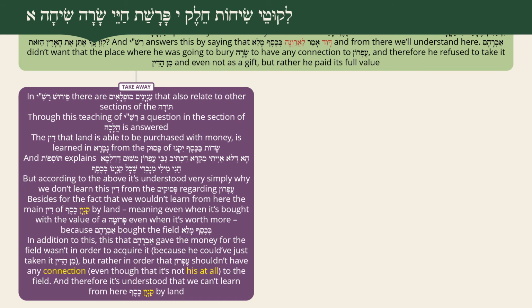But rather, the reason Avraham did it is in order that Ephron shouldn't have any connection, even though it's not his at all. He wanted to affect that there shouldn't be any connection to the field. So it didn't change, and it wasn't addressing the ownership part. The ownership Avraham already had. Avraham wanted to affect that there should be no connection. And therefore it's understood that we can't learn from here kinyan kesef by land, because it had nothing to do with affecting the kinyan, the ownership. It was there in order to affect that there shouldn't be any connection. And so we can't learn from there that money can be used as a kinyan by karka, by land.